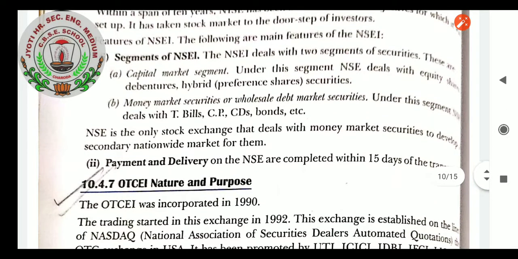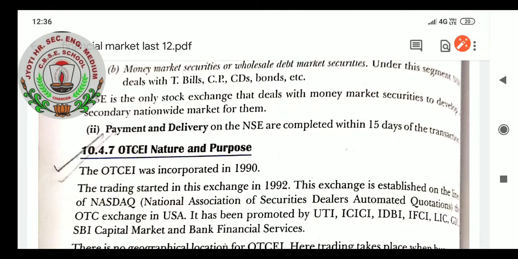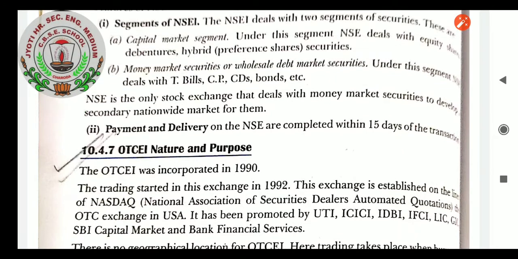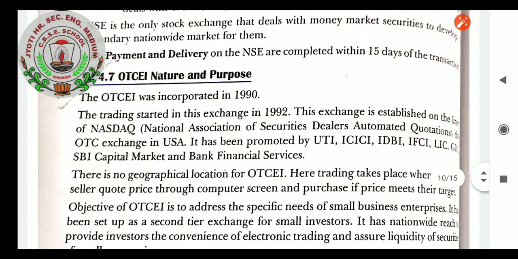As we already introduced, there are two segments, capital and money market. The money market is for a shorter period, up to 1 year only. The capital market is for more than 1 year, with medium and long term transactions. The National Stock Exchange is the only stock exchange that deals with money market securities to develop a secondary nationwide market for them. Payment and delivery on the NSE are completed within 15 days of the transactions. So that was the National Stock Exchange.